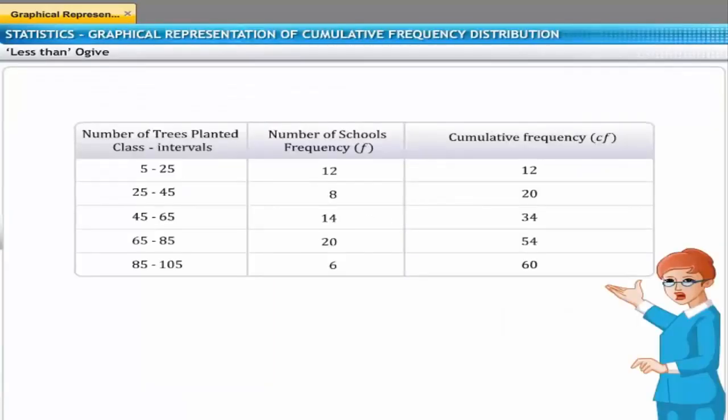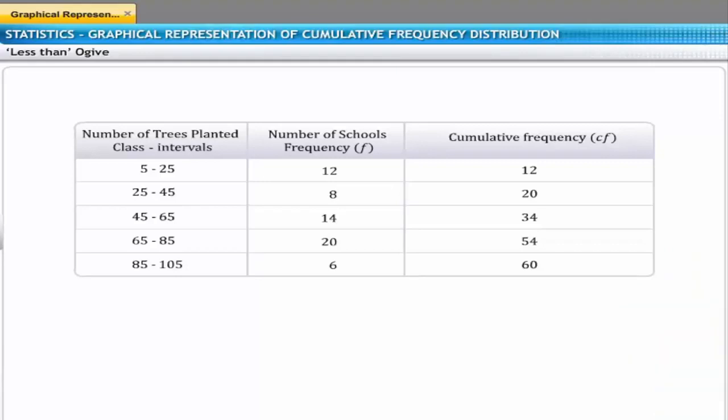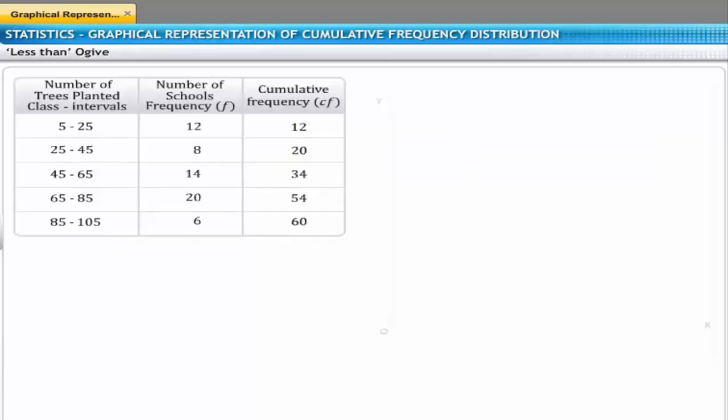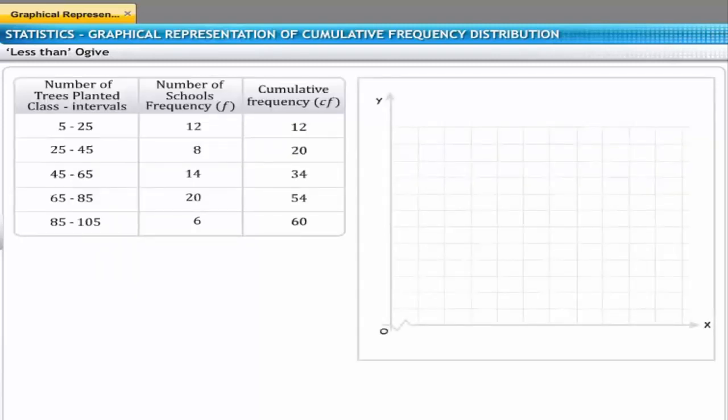Now, let's draw an ogive representing the cumulative frequency distribution of the less than type. The table here shows the cumulative frequency distribution of the less than type. Let's start plotting the ogive for this data. Here's the Cartesian plane. To draw a less than type ogive, we'll plot the upper class limits of the data on the x-axis and their corresponding cumulative frequencies on the y-axis.